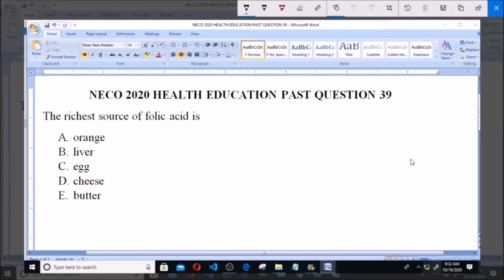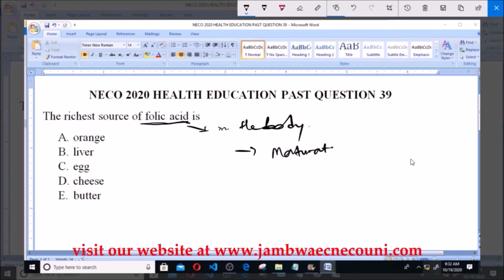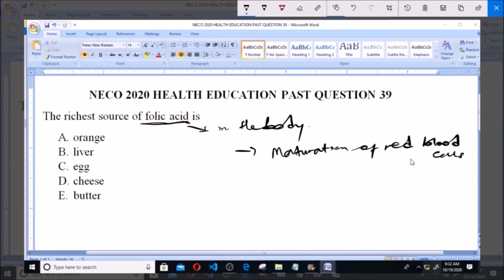Now, folic acid, like we know, is a very important chemical that is required in the body. Folic acid helps in the maturation of red blood cells, that is, the cells responsible for the transport of oxygen, or respiratory gases, in the body. And folic acid is also important for the growth of infants, or the growth of the fetus in the womb.